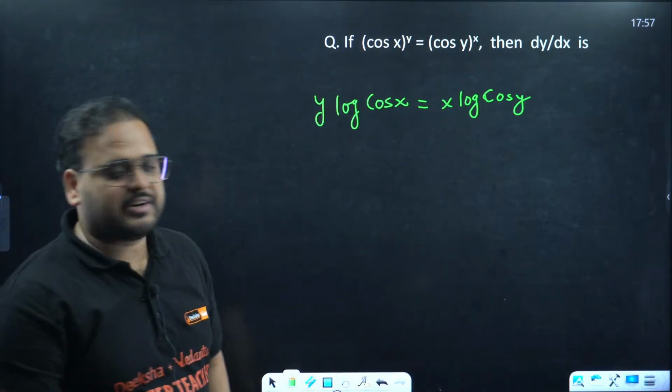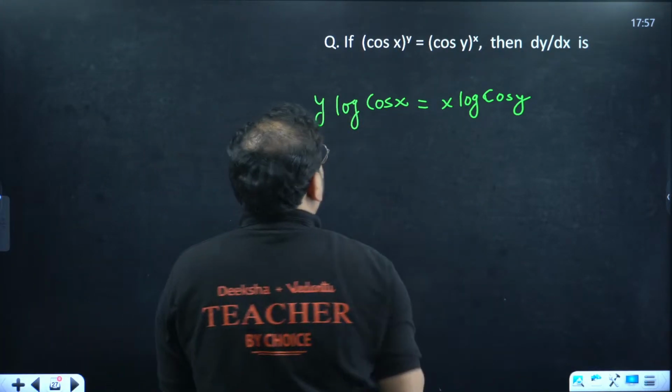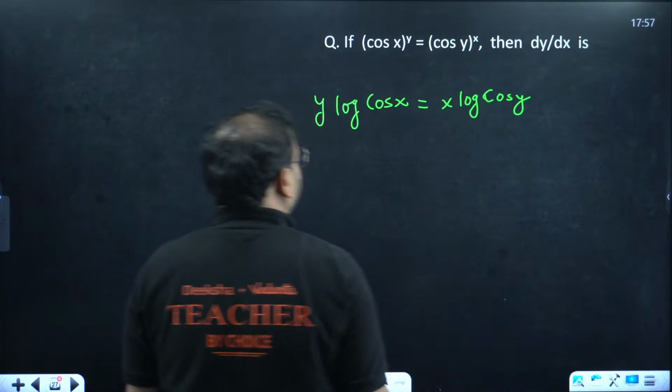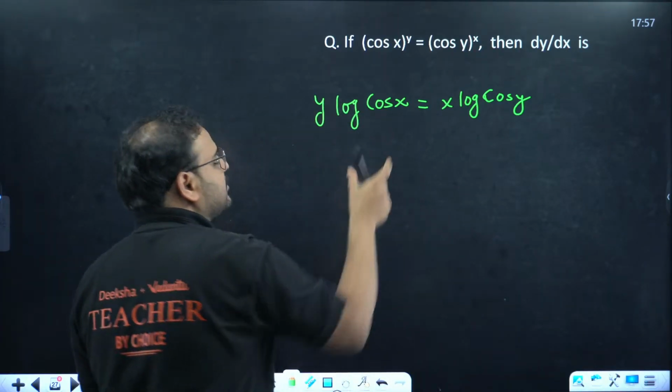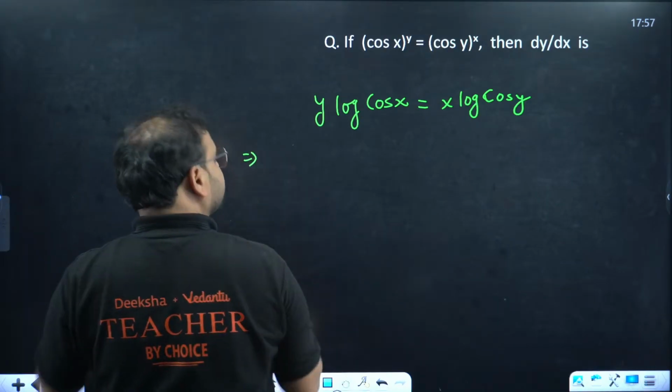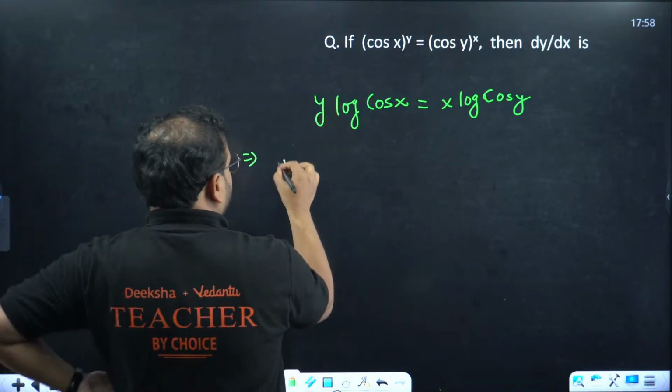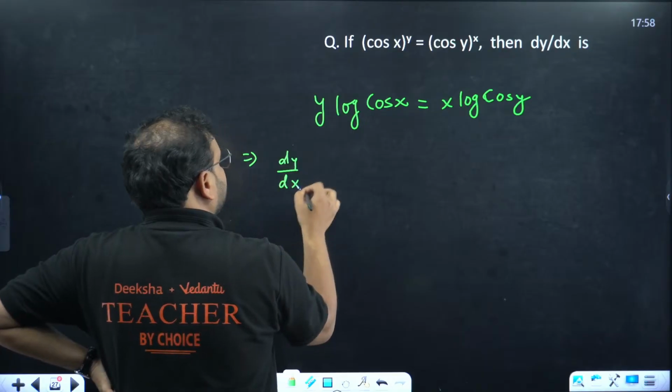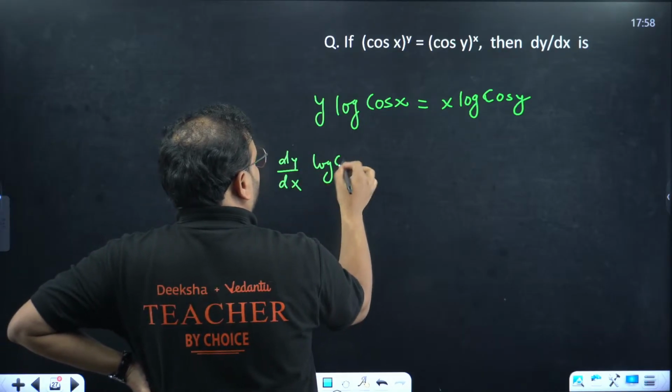Then you have to differentiate it. Differentiate y log cos x and x log cos y. You're going to use the product rule as well as the chain rule. Apply the conditions over here. If you differentiate this y, you'll get dy by dx. Then you have log cos x as it is.